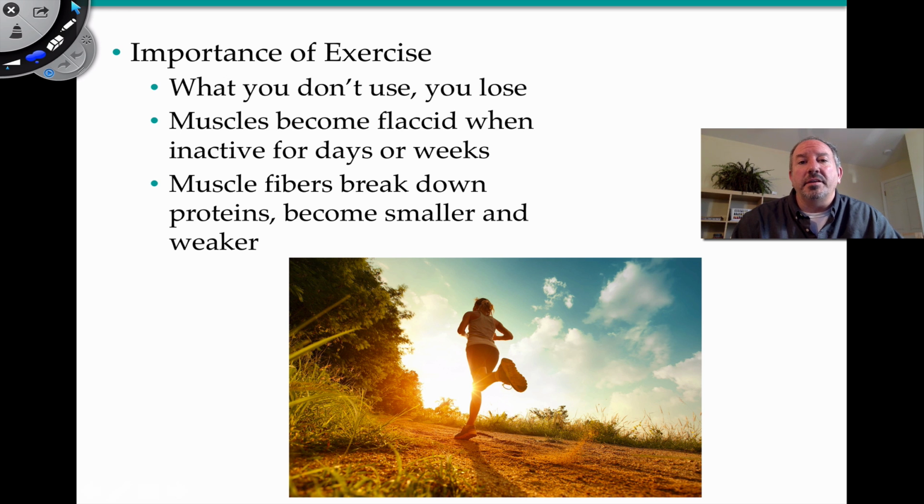Without it, I'll say that your muscles become flaccid or fatigued or atrophy, even in just a few days. The muscle fibers begin to break down and the proteins become weaker and smaller over time. So exercise is really going to provide so much goodness. What I'll say about exercise is if it's important, and it is, you'll prioritize it. You'll not only give yourself the benefit of exercising, but it'll give you energy.